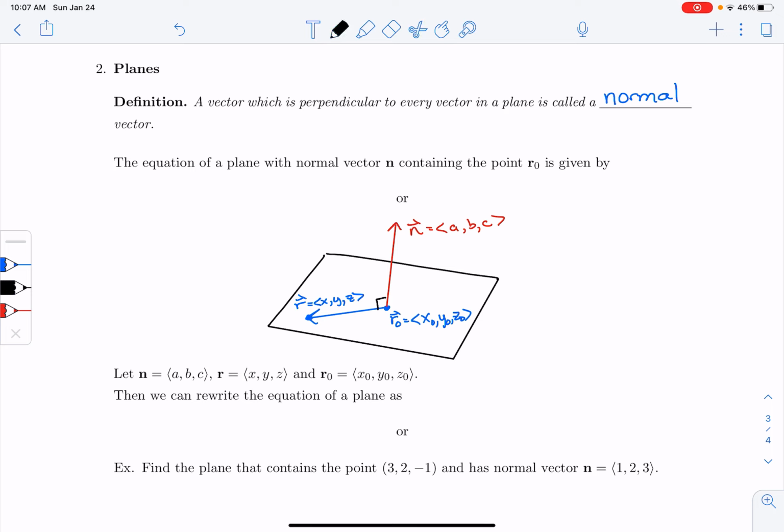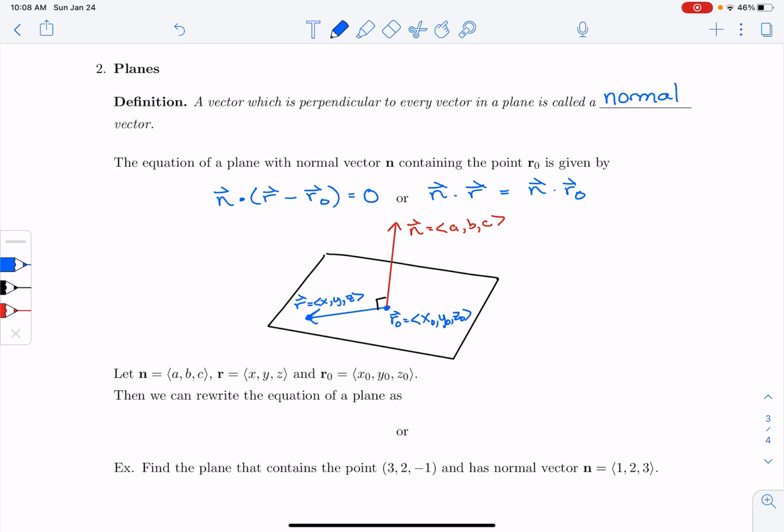So in other words, our equation is going to be that our normal vector is perpendicular to all of the vectors r minus r0. Now, if the normal vector is perpendicular to all vectors r minus r0, then the dot product of our normal vector with r minus r0 must be 0. And so this is our equation of the plane. Sometimes we like to put the r0 on the other side, so we would write it as n dot r is equal to n dot r0.